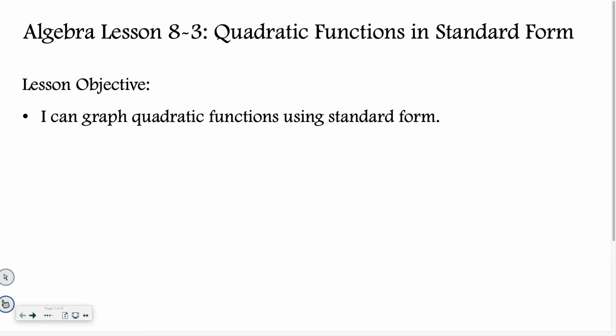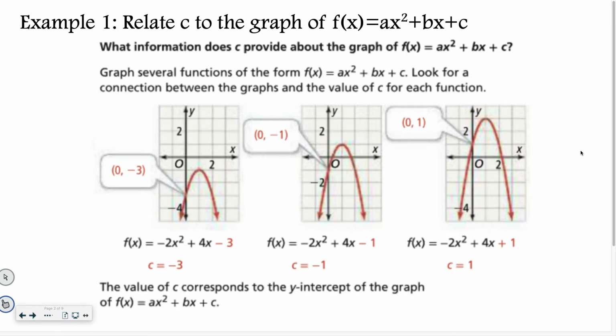Hello class, welcome to Algebra Lesson 8.3, which is all about quadratic functions in standard form. By the end of this lesson, you should be able to graph quadratic functions using standard form. All right, let's look at example 1.